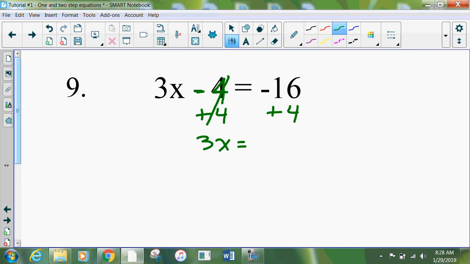-16 plus 4, please pick up your calculator, especially if I've got some students that do math really quick in their heads, and good for them, but they make a lot of mistakes. So maybe do the math quick in your head and then double check with the calculator.